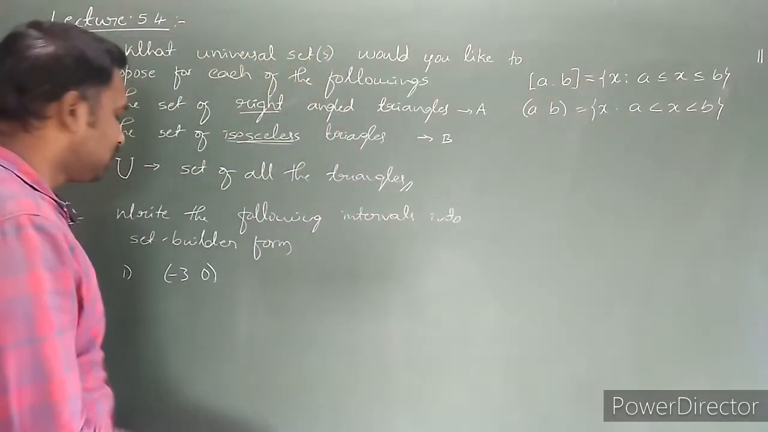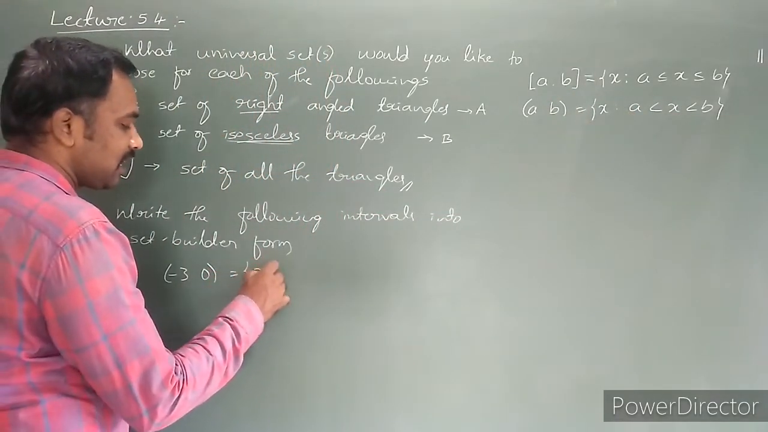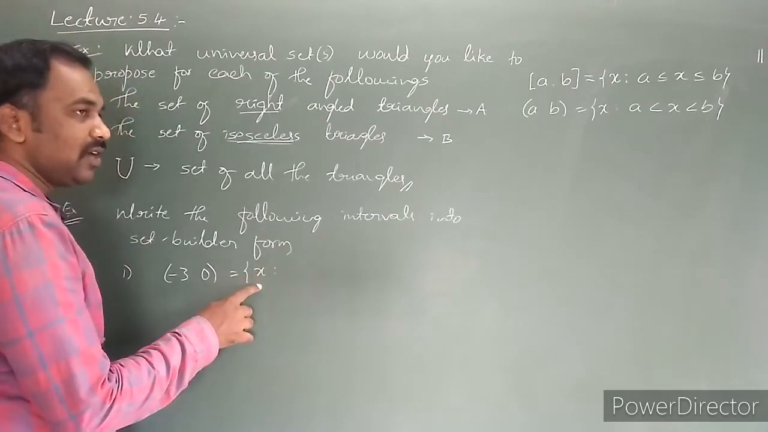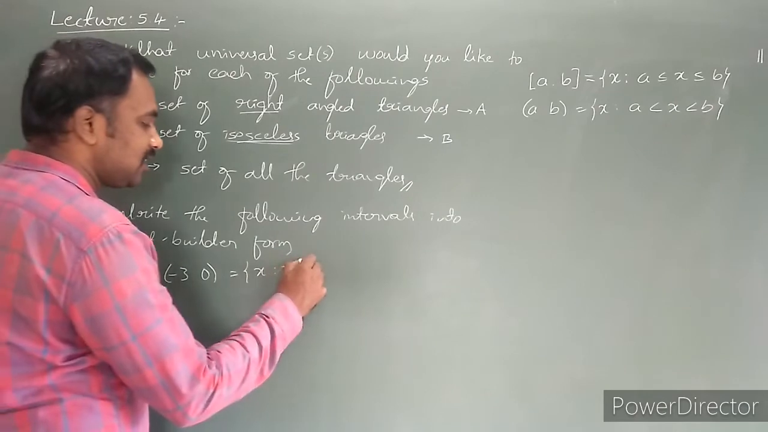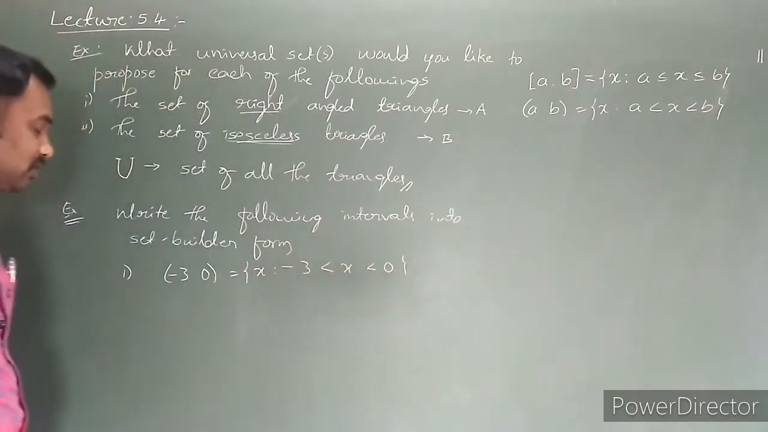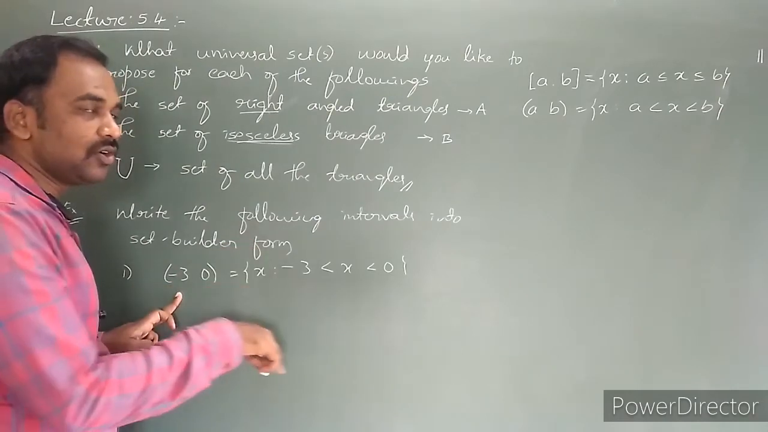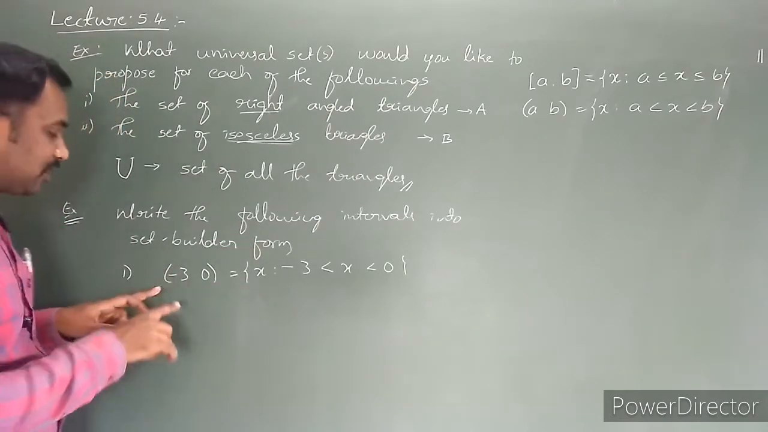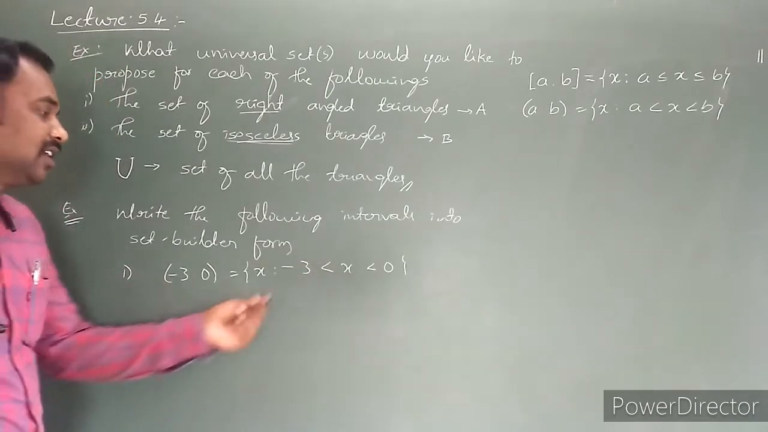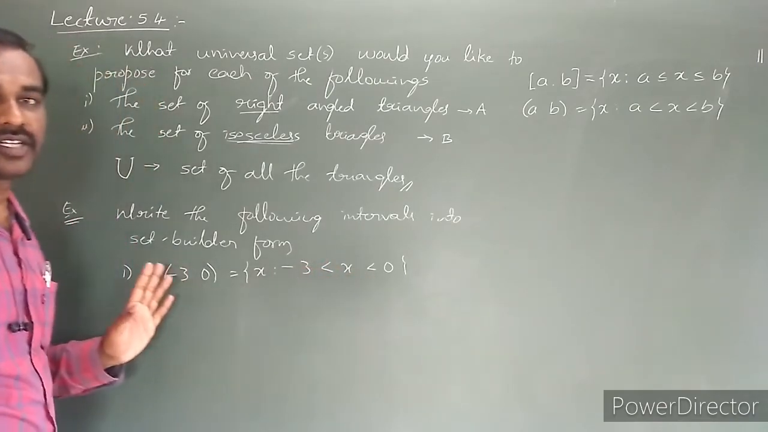Write the set builder form. How to write the set builder form? x such that x will be chosen from where to where, from minus 3 to 0. Are minus 3 and 0 included or not included? They are not included. Why? Because it is an open interval. Here it is a strict inequality, so minus 3 and 0 are not included.